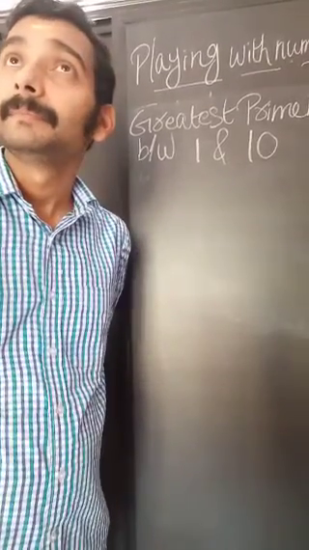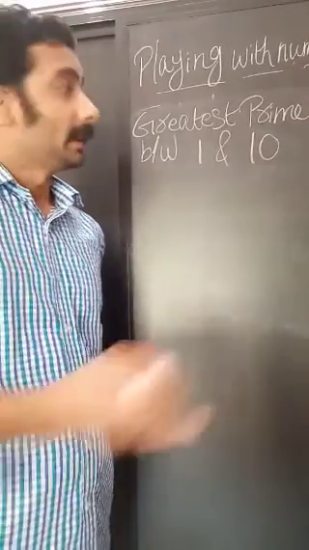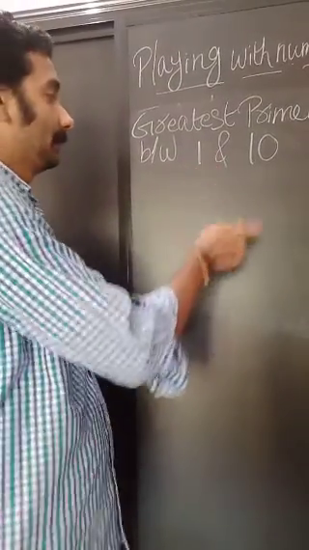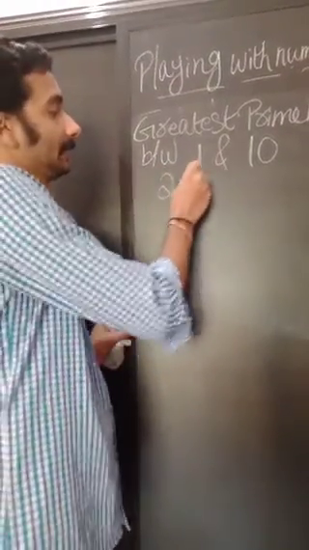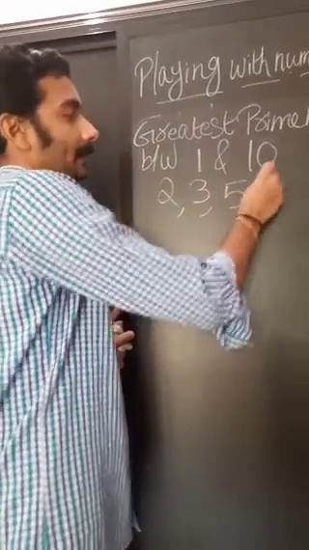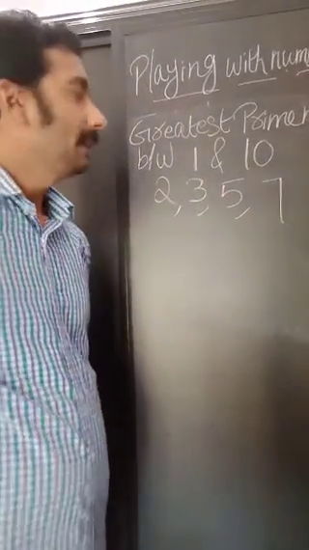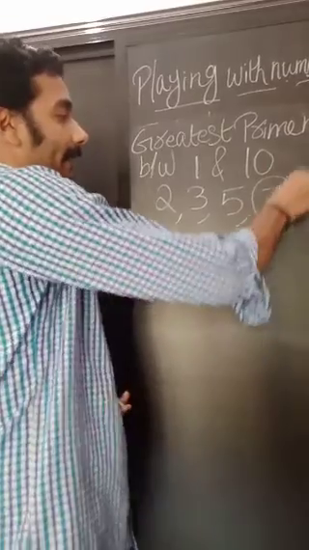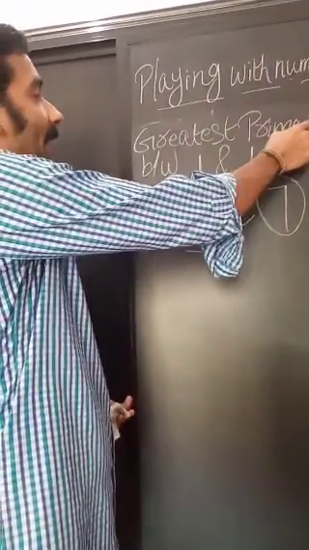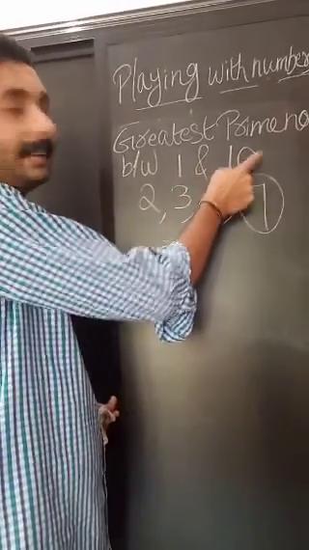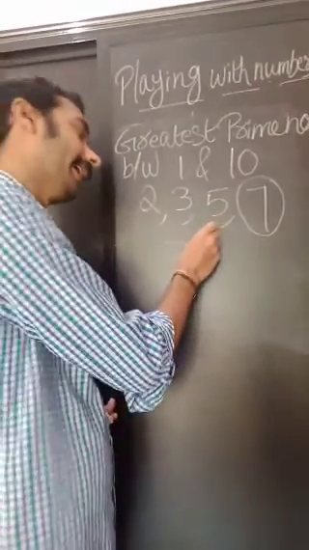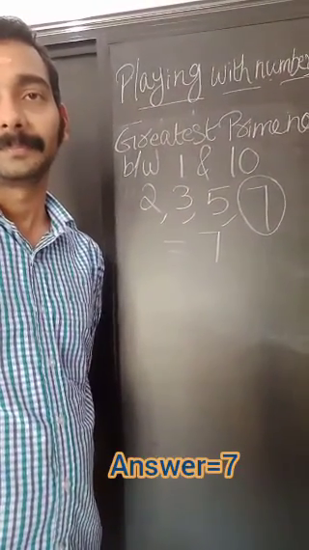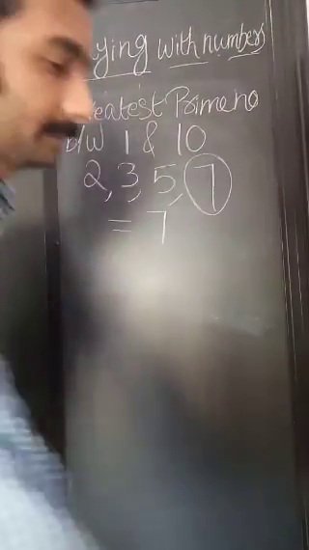What is a prime number? In this case, 2 is prime, 3, 5, 7. Which number is greater? That is 7. The greatest prime number between 1 and 10 is 7. Clear? Okay.